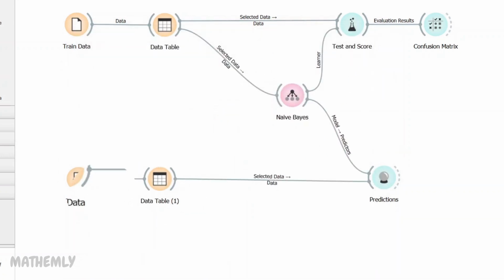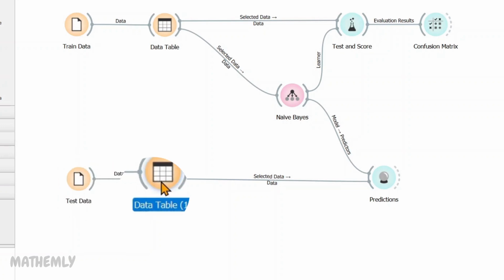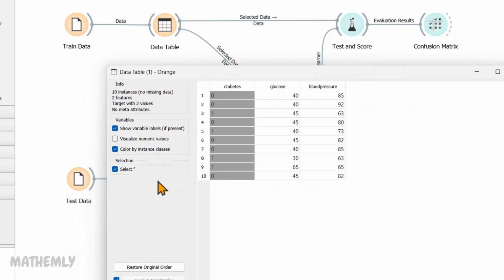To assess how well our model generalizes to new cases, we use the test data and predictions widget. This test data contains 10 rows of patient records that the model has never seen before. By testing on this unseen data, we get a better idea of how well the model performs in real-world scenarios rather than just on training data.